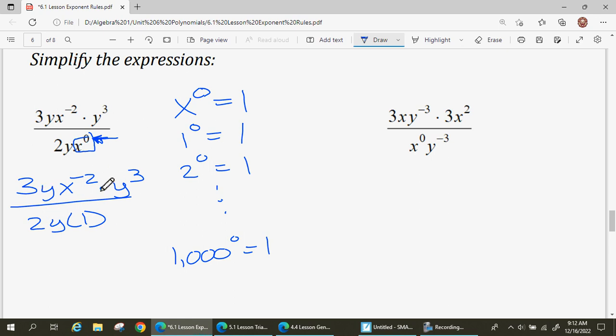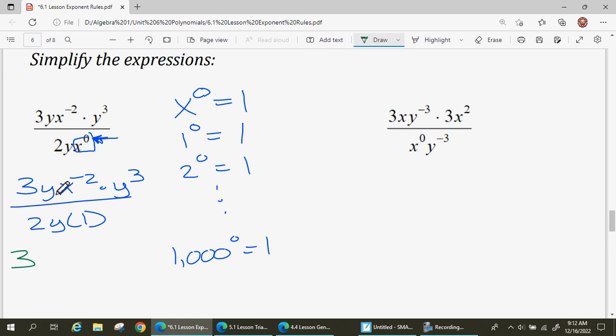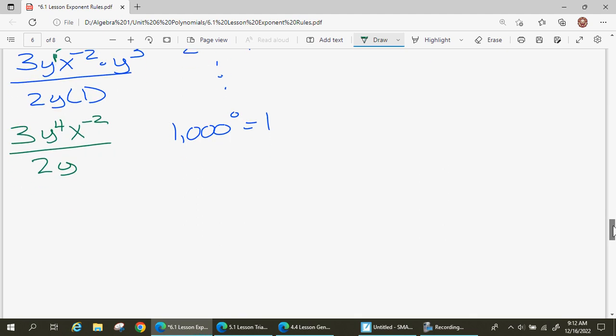And so I'm going to clean up the top and then clean up the bottom, and then I can divide. So up on top, I don't have anything to multiply 3 by, so that stays the same. This y has 1 as its exponent since it's not written, so I can do y to the first times y to the third. I can add those exponents and get y to the fourth, and then x to the negative 2. Down here, I can multiply 2 times 1 and get 2. Three divided by 2, you'll find that's as simple as that fraction gets. We don't want decimals here, so we're going to leave that alone.